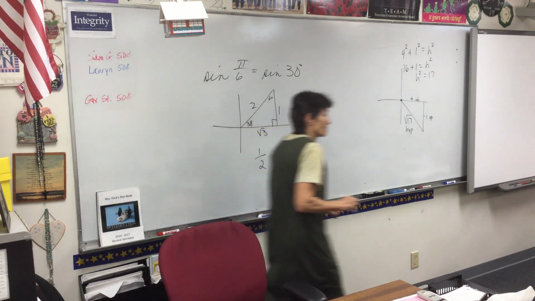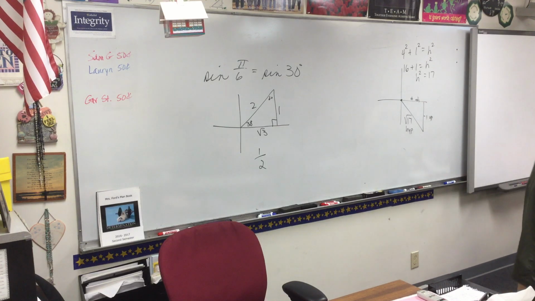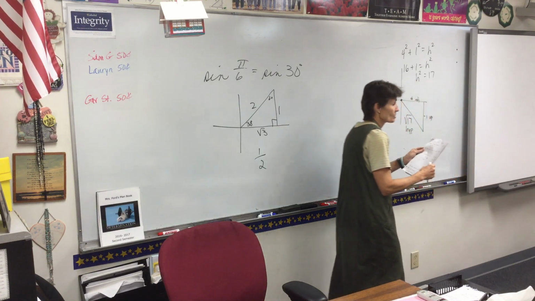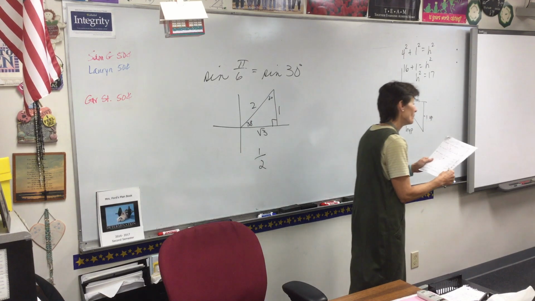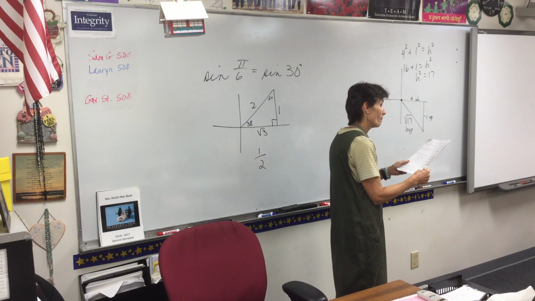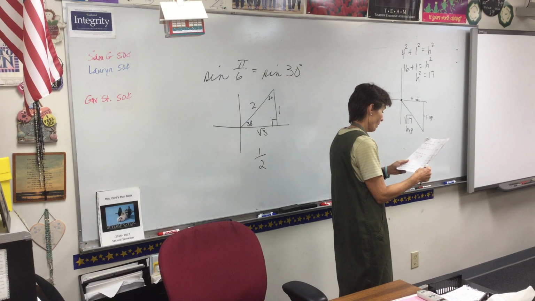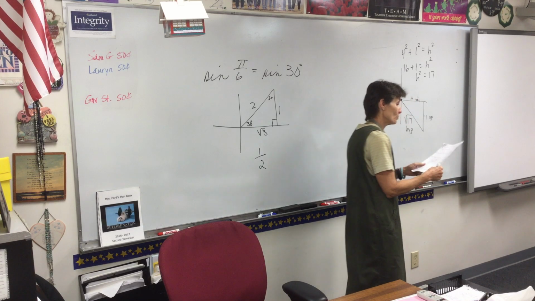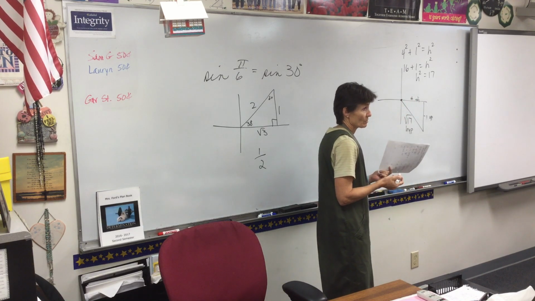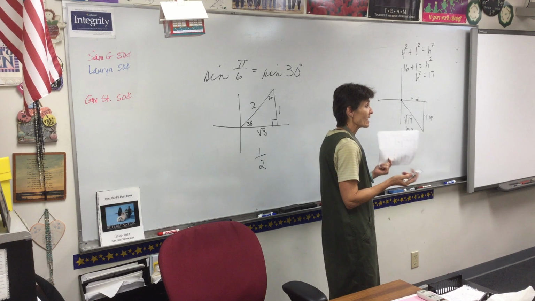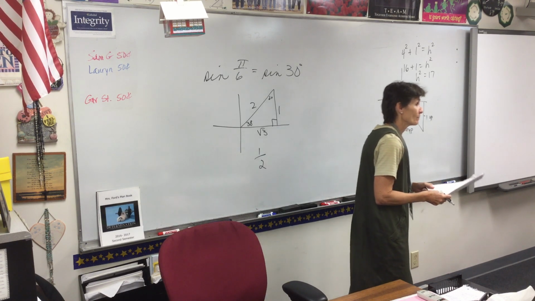Mamuna? On quiz 1, at the bottom, number 6 says, define the cosine. What did you want us to put? You could put either x over r, or you could put adjacent over hypotenuse. That's how cosine is defined.